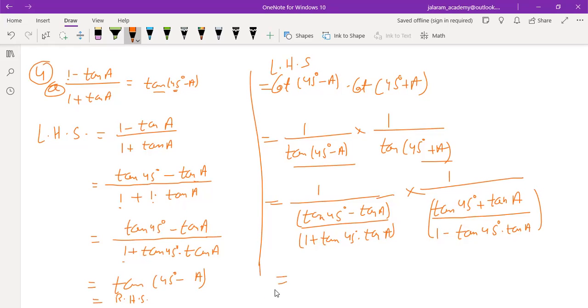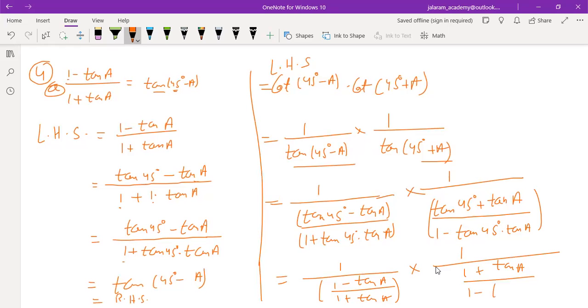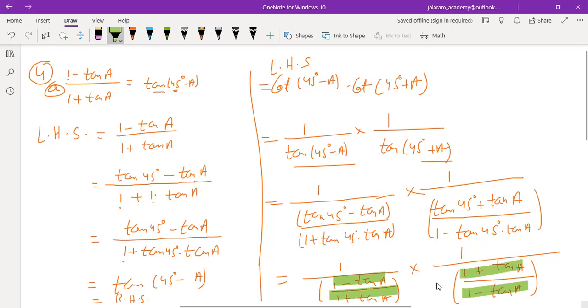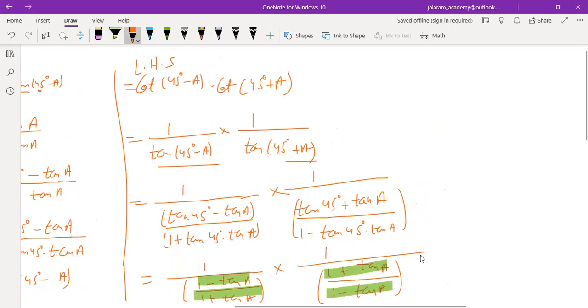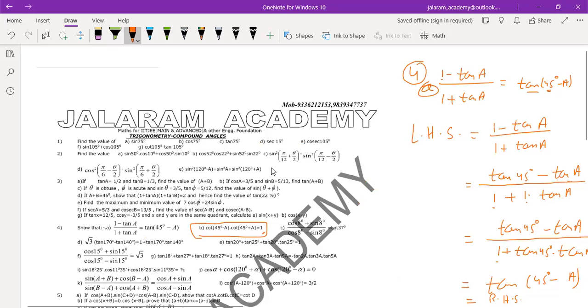Now, if we use the value of tan 45 degree as 1, it is (1 minus tan A) over (1 plus tan A) into, on this side also, (1 plus tan A) over (1 minus tan A). So this 1 minus tan A will be cancelled out, and 1 plus tan A will be cancelled out. Finally, the answer is 1 only. Similarly, you can solve C also.